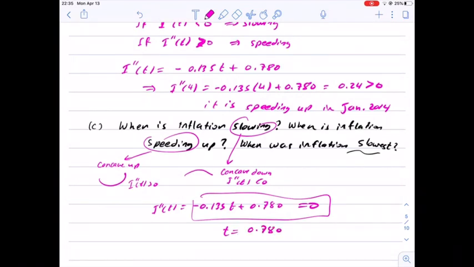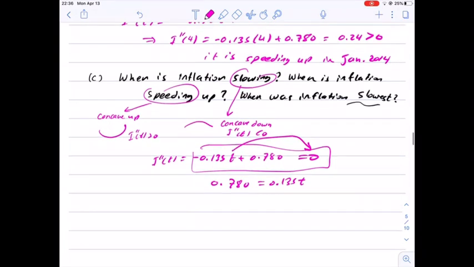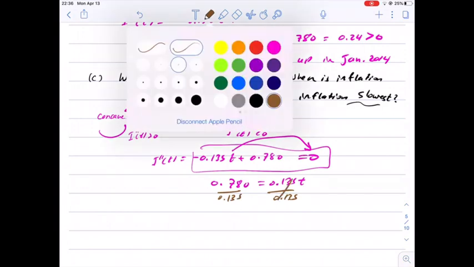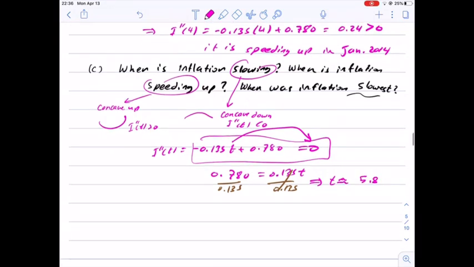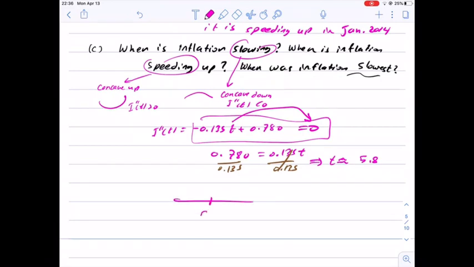So when we set this equal to 0, we solve for t. We bring this to the right-hand side, it becomes positive, so we have 0.780 equals 0.135 t, and then divide both sides by 0.135 to get a value of t. The value of t can be approximated as 5.8. Okay, so here we have 5.8, and this is the second derivative of the function I.